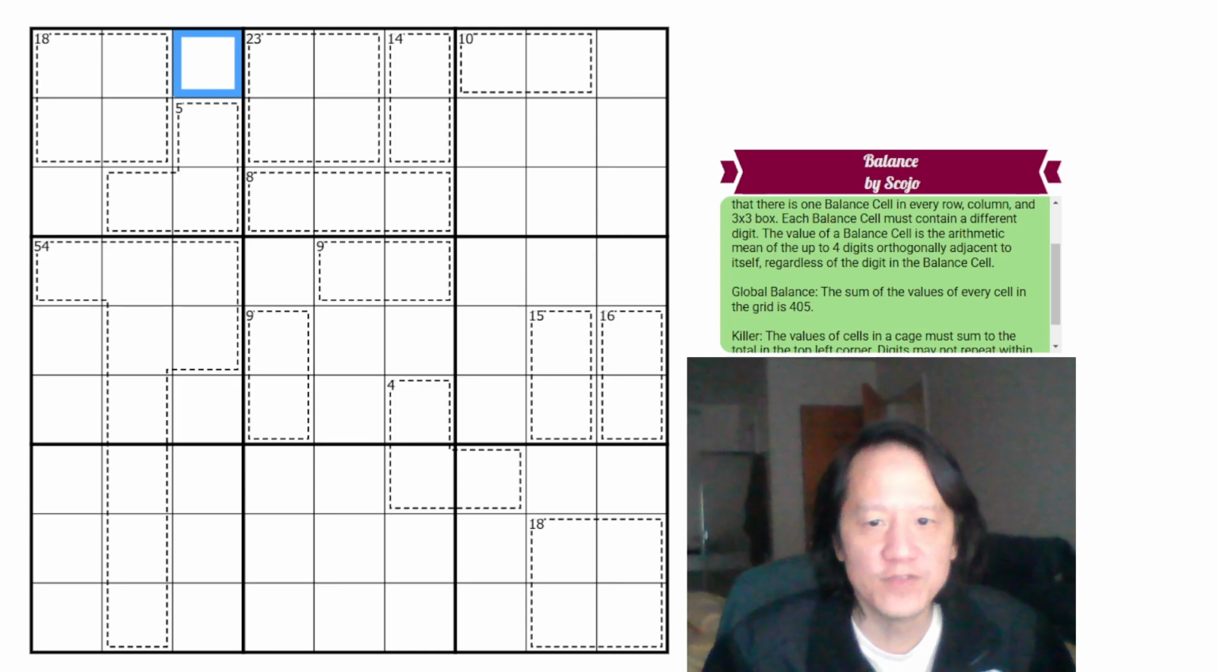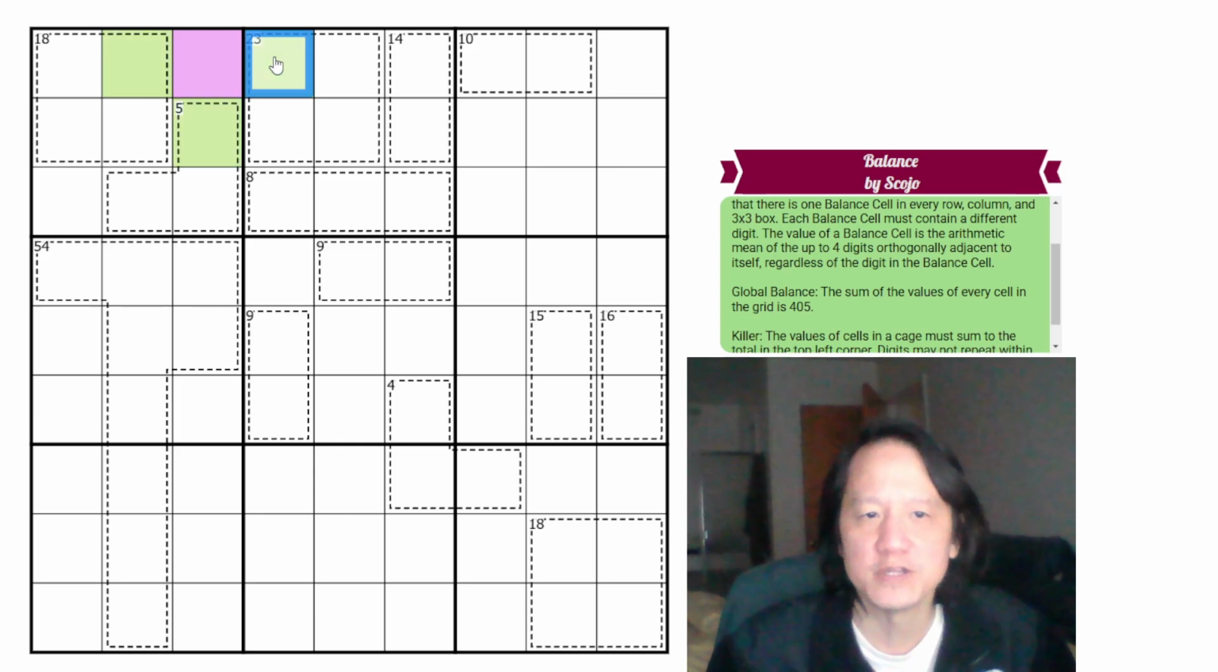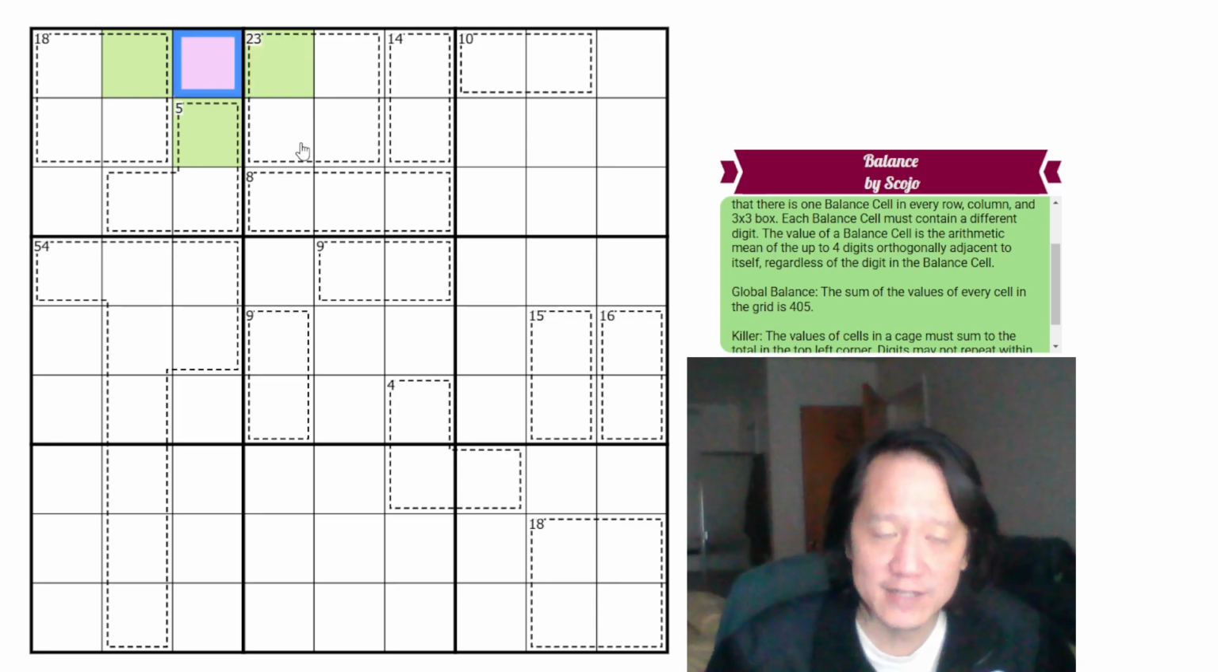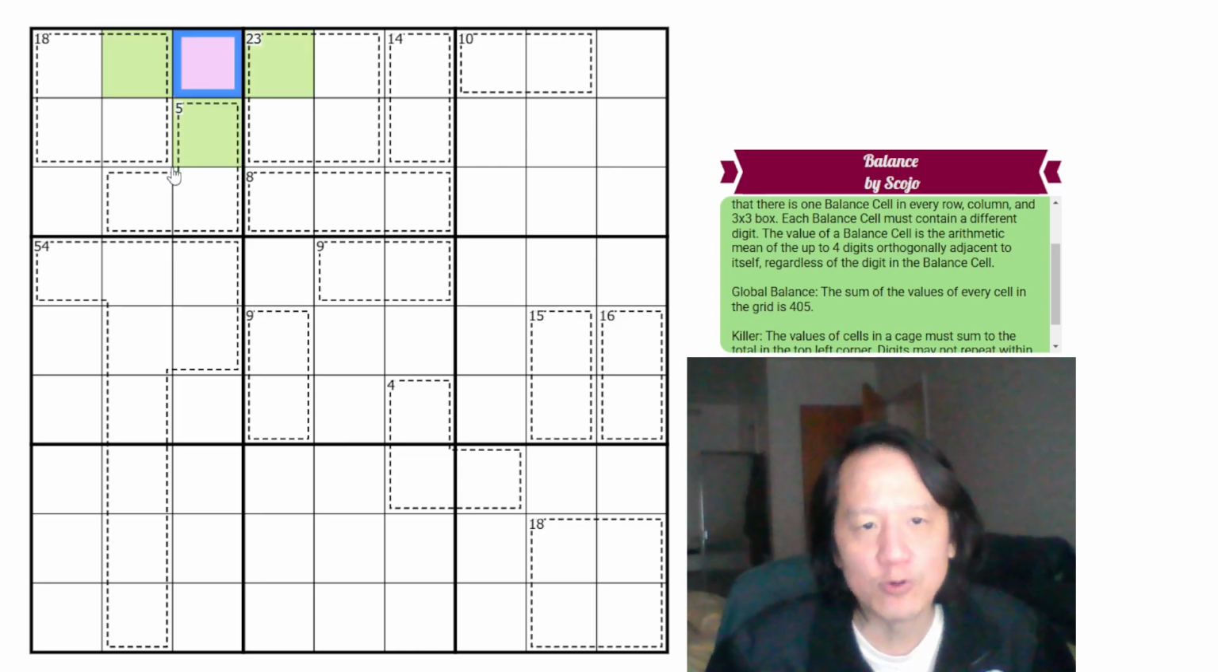So for example, if this were a balanced cell, that would mean you would take the sum of, so orthogonally adjacent just means that they share an edge. So these are the orthogonally adjacent cells to this balanced cell. So you would take the arithmetic mean, which means sum up these 3 digits and then divide by 3, because that's what the arithmetic mean is. That would be the value of that cell. And you don't even care about what's in the cell itself.